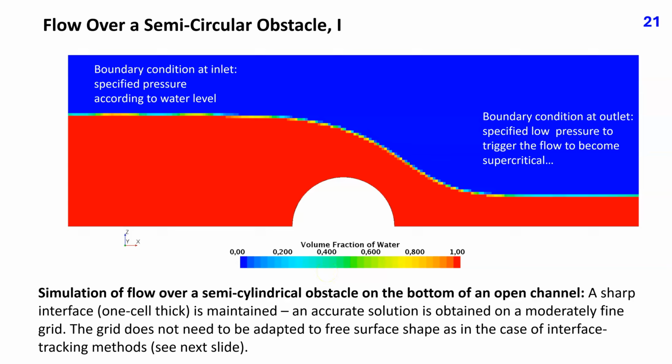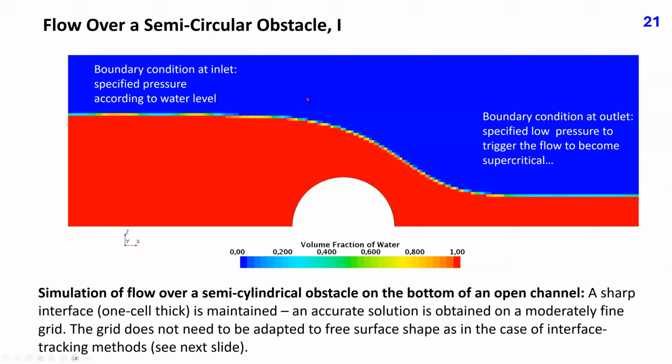Let us now look at some application examples. The first example is the simulation of flow over a semi-cylindrical obstacle on the bottom wall of an open channel. The computed distribution of the volume fraction of water using SimCenter StarCCM+ software and the high-resolution interface capturing scheme with default parameters is shown in this plot.